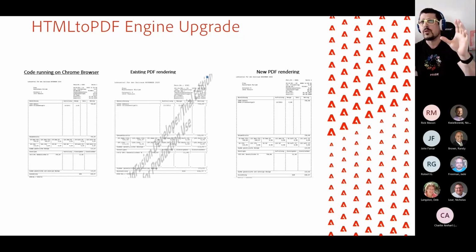This is an example of the difference between what the old engine would do and what the new engine would do. So here on the left, we have someone has created an invoice using HTML, and that's what it looks like in Chrome on your browser. Everything lines up perfectly. All of the lines are there. There's nothing overlapping. Things are in columns, right? Looks like an invoice, and it's great.